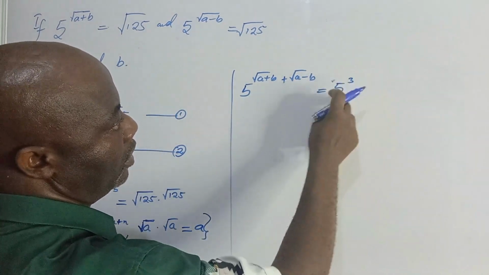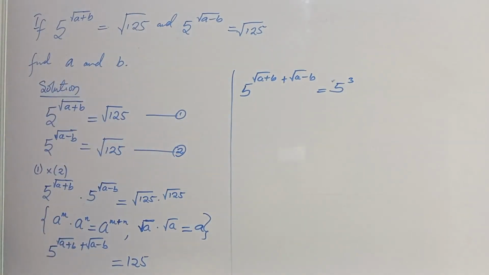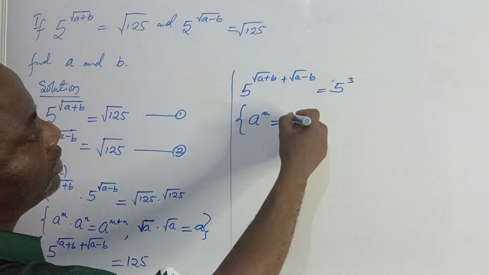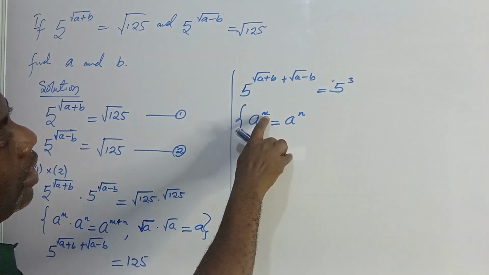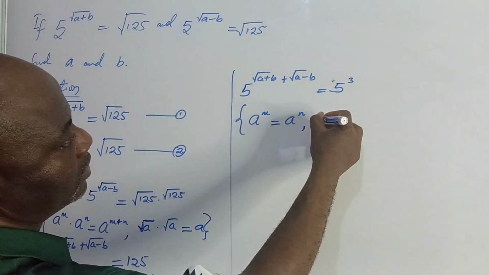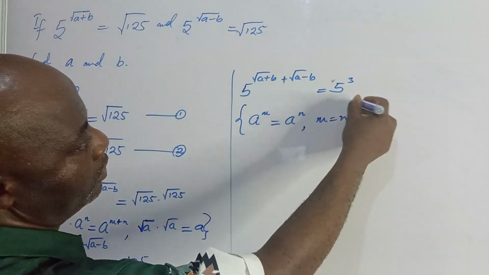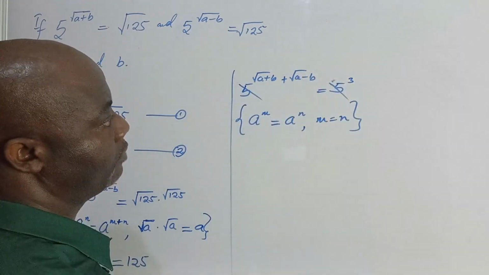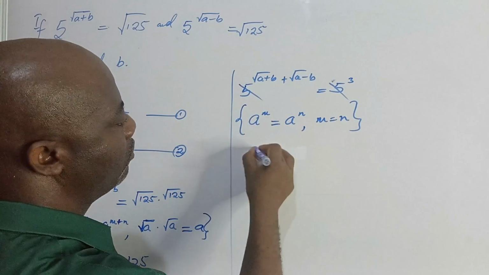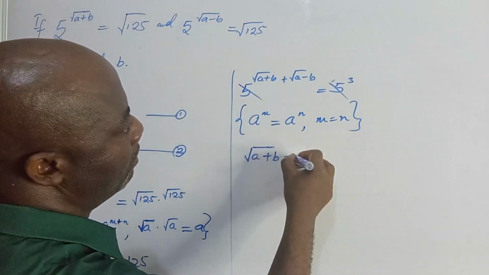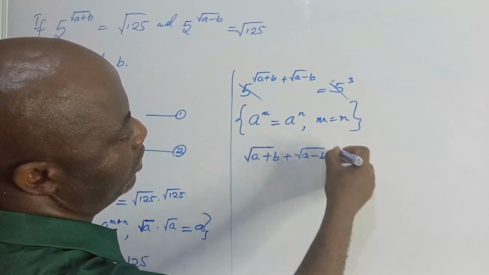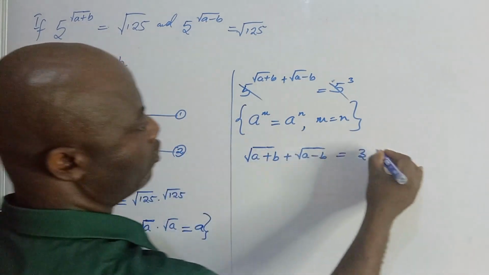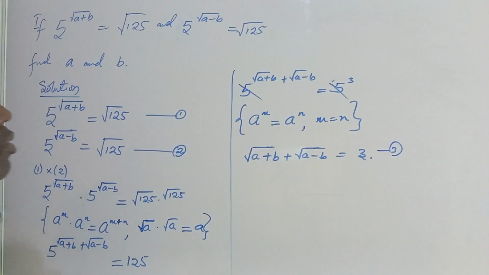So we can see a similar base on both sides, and so we equate the powers using this law. If a to the power of m is the same thing as a to the power of n, so the same base, then that means the powers are equal. So that means m will be equal to n. We apply that rule here. So the bases on both sides will eliminate, and then we have root a plus b plus root a minus b equal to 3. We are going to call this equation 3.